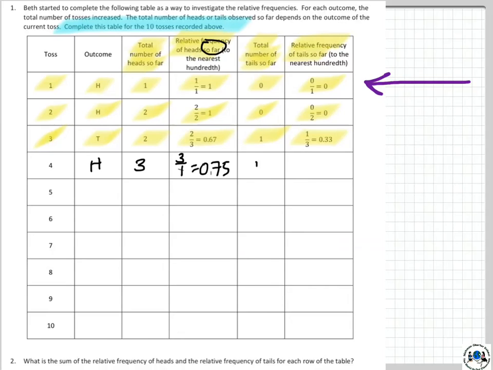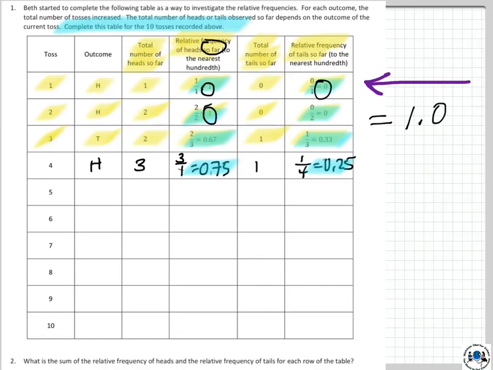Okay, so another heads changes it. Now we have heads is 3 out of 4, right, up to 0.75, and 0.25 on the tail side. Okay, and again, you can see every time we go across here, it's all equal to 1. Okay, so 1 right here, 1 plus 0 equals 1.